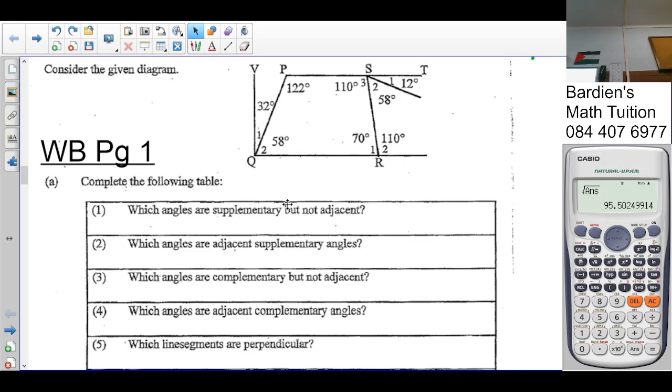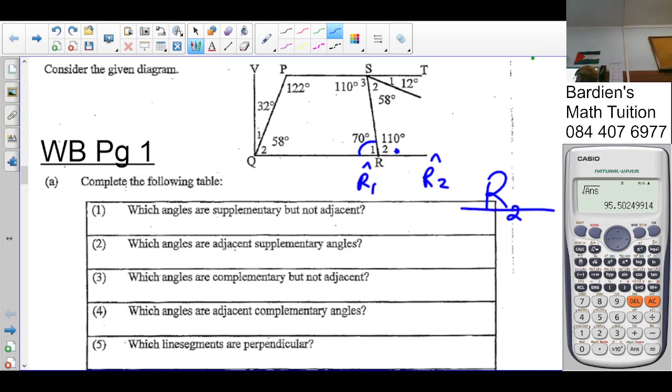Which angles are supplementary but not adjacent? So which angles add up to 180 degrees but are not next to each other? You see there are two angles at R. If you are referring to that angle, it's R1, and you put that symbol on top, which means angle. That angle is R1. If you're referring to this angle here, it's R with a subscript.